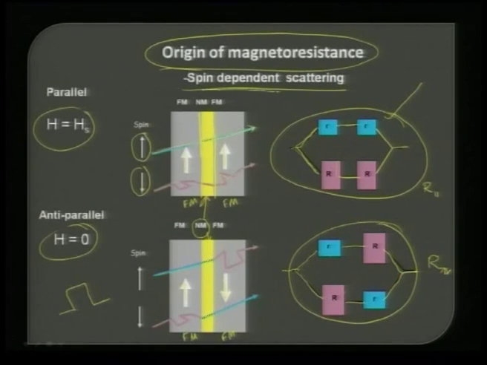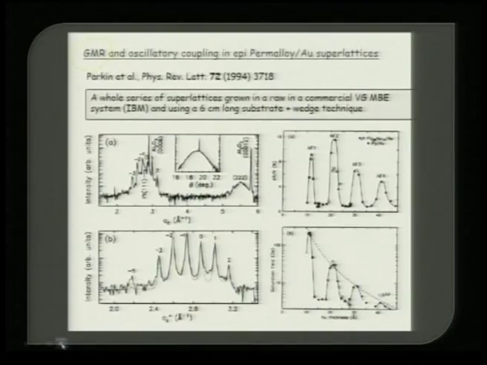So, spin dependent scattering is one of the important issues, and the next issue that we see here is as you increase the layer thickness of the spacer. In this example, it is gold which is used as a spacer layer and permalloy, which is nothing but nickel iron. I will write it here, nickel iron is the permalloy. And in this case, you can see as you vary the thickness of your gold spacer layer, the magnetoresistance varies like this, like oscillation. What does it mean? At some thickness it is showing GMR property, at some thickness it does not show GMR property.